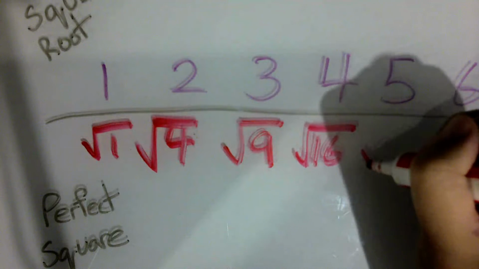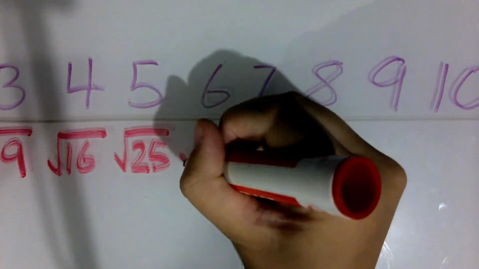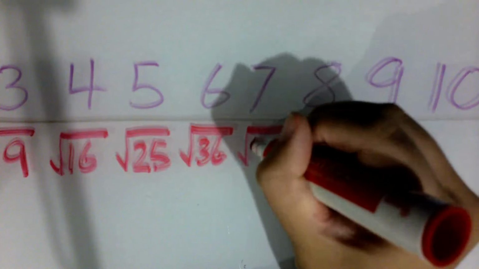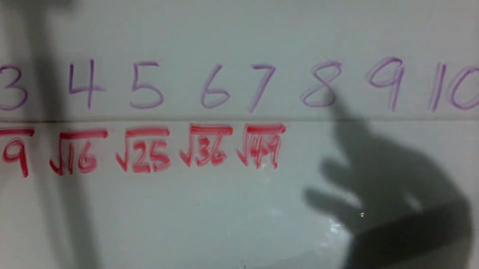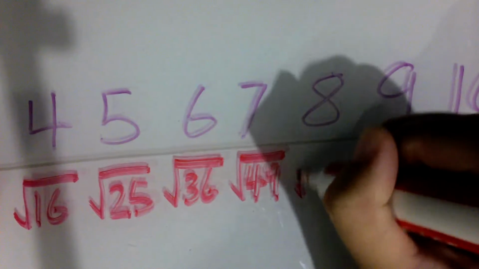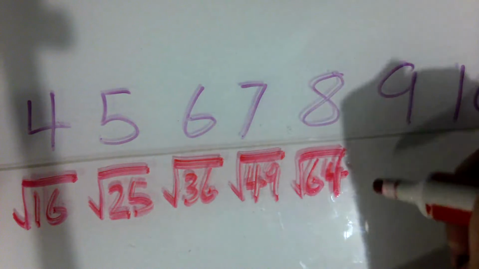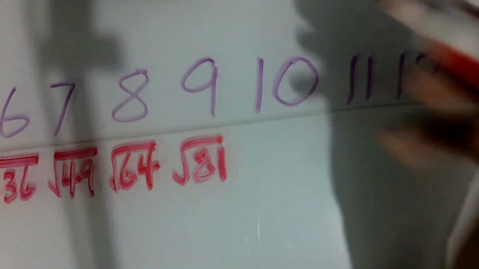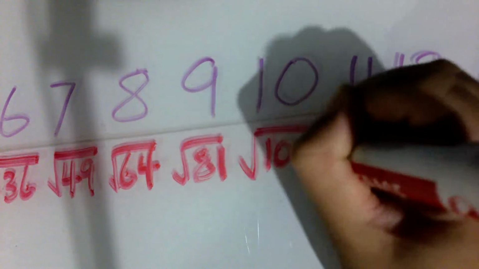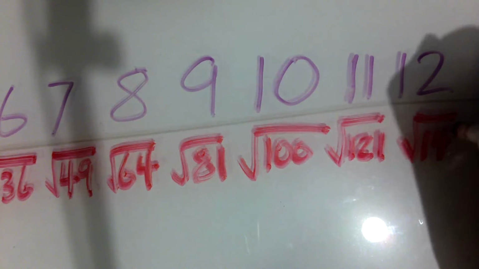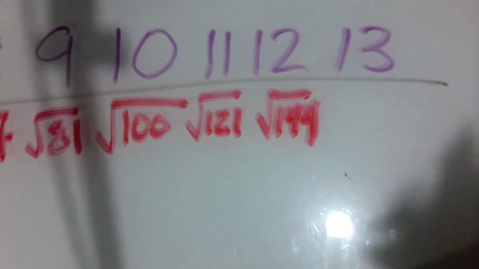5 times 5, 25. 6 times 6, 36. 7 times 7, 49. 8 times 8, that's a little bit blurry, 64. 9 times 9, 81. 10 times 10, 100. 11 times 11, 121. 12 times 12, 144. And 13 times 13, 169.